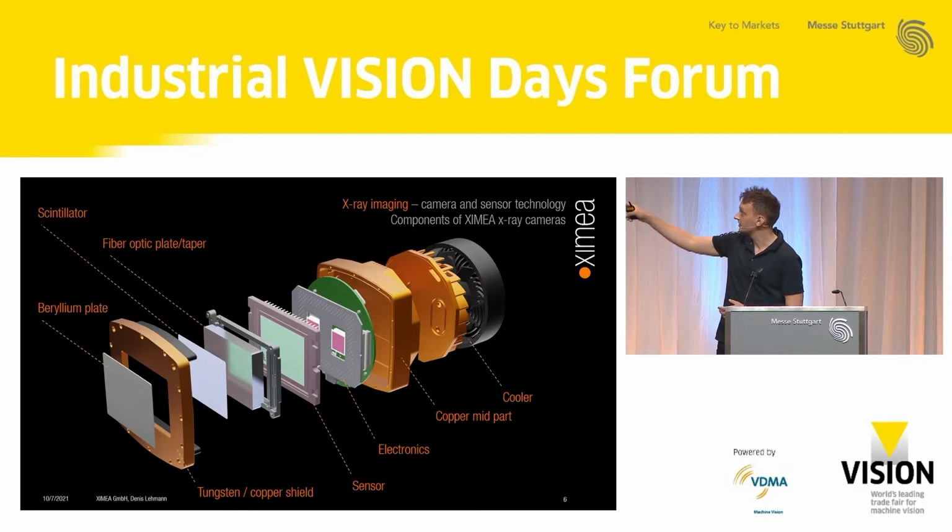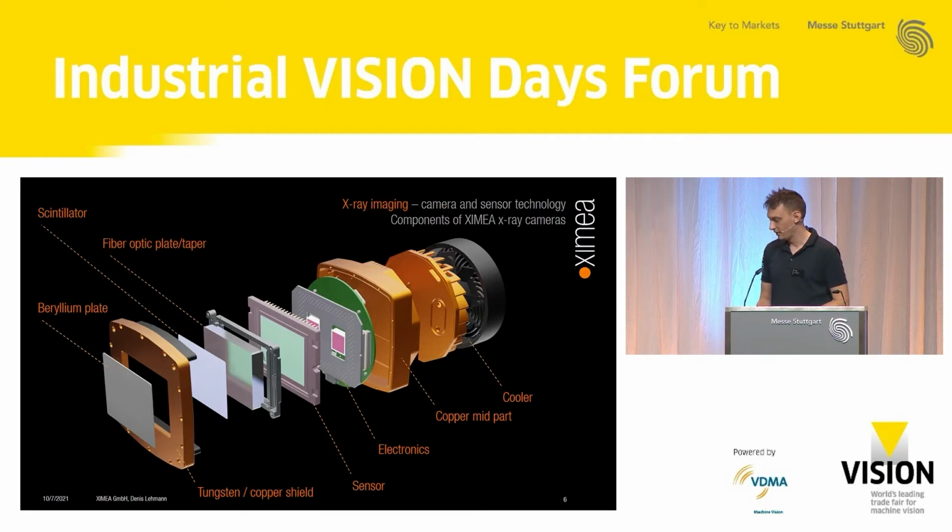We also provide a shield, the tungsten copper shield up front. This is just to protect the electronics and the sensor from the radiation. We will have a closer look at most of the parts within the next few minutes. But before we do that, let's first talk about X-ray applications in general, because people quite often ask me how this actually works.